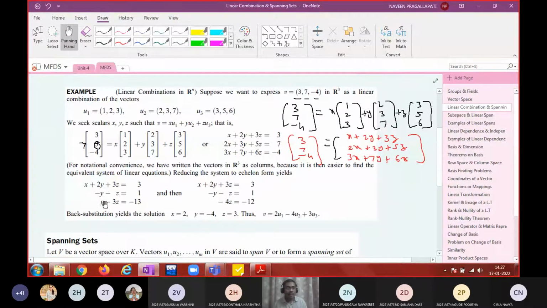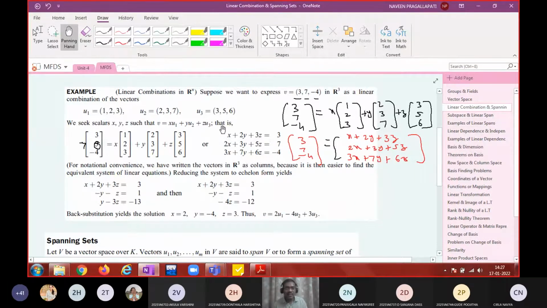2x plus 3y plus 5z must be 7. Okay, 7. It is written here 7. And 3x plus 7y plus 6z equal to minus 4.